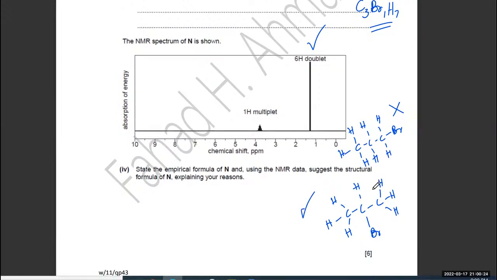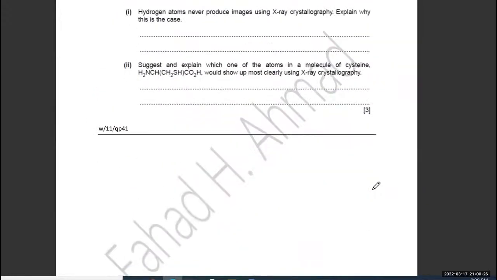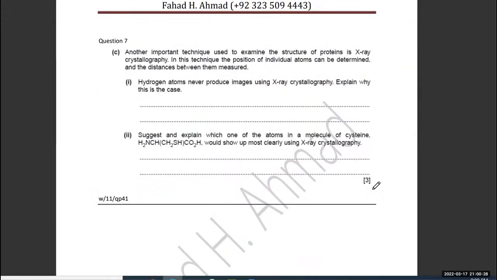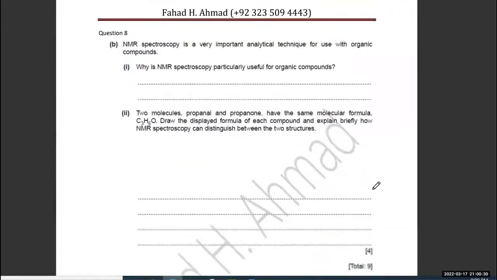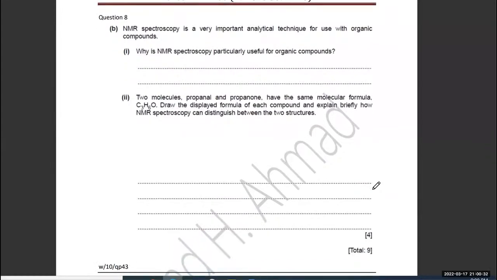Yes, sir. So similarly, we have, remember, X-rays are not in your course. It says 2 molecules, propanol and propanol, have the same molecular formula. Draw the displayed formula of each compound. Explain briefly how NMR spectroscopy can distinguish between the 2 structures. So propanol is this one.